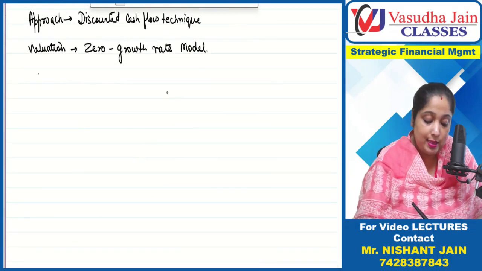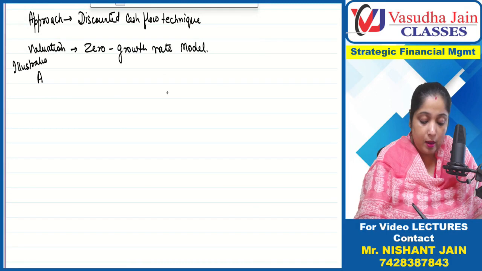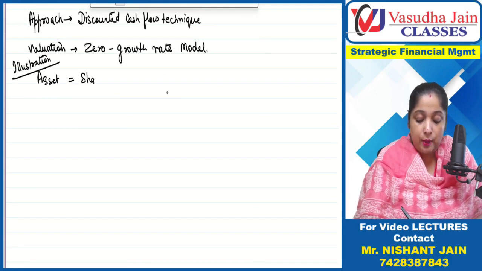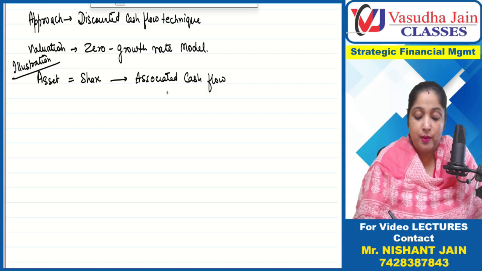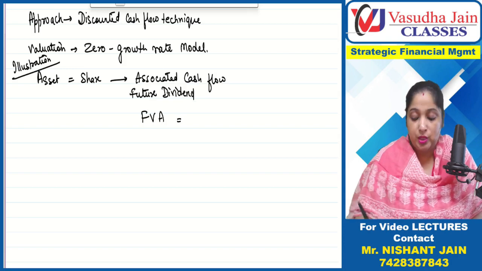Here, this is your illustration number 1. The asset is your share, right? Now from this share, what are the associated cash flows? In this question, the associated cash flows are future dividends. Now how much will be the future dividend? I want to know the future value of annuity. Every year, how much dividend will you get?